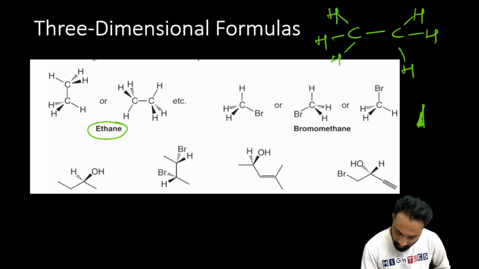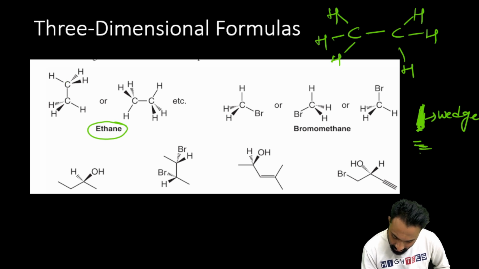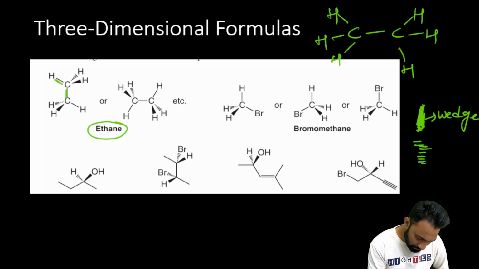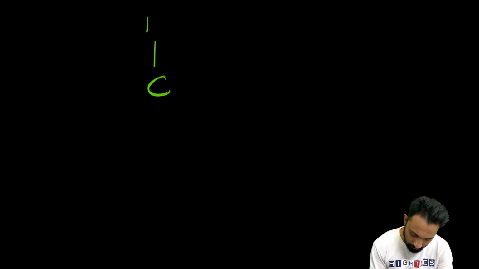Three-dimensionally we can represent it with the wedge notation. This solid line, we represent it as which one? Wedge notation. This we call a wedge notation. And here you can see some dotted notation also they have given. This dotted notation and this solid line, see it is there, right? For the one carbon, if you take the best example, carbon's maximum valency is 4. The best example I will take is methane only.